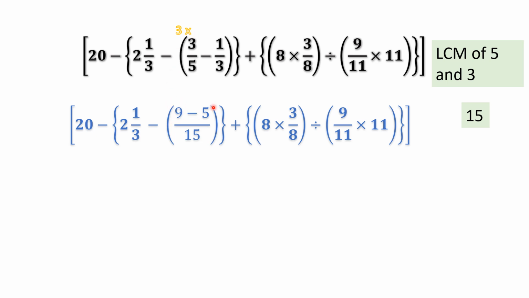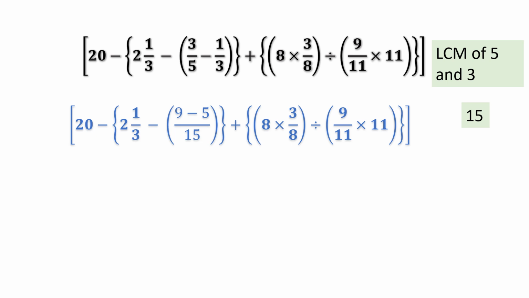Again, what should we do next? We should find out 3 times how much is 15. 3 times 5 is 15, and that 5 multiplies with this numerator. So 5 into 1, how much? It's 5. Okay, so this portion is sorted. Now let's come to our next first bracket. So which is our next first bracket? This one. We can do it together here.